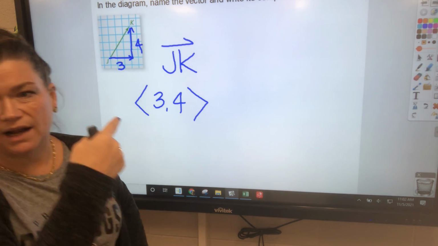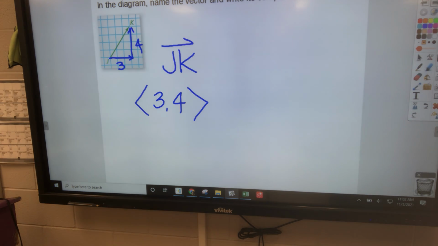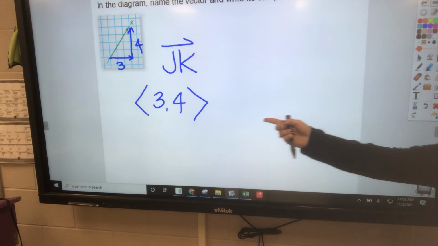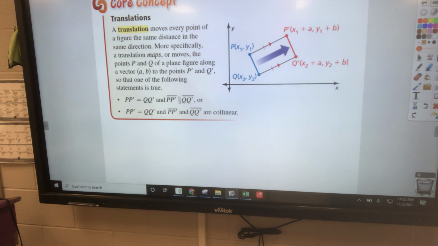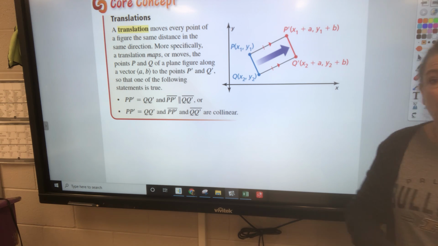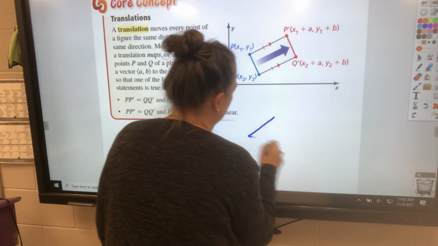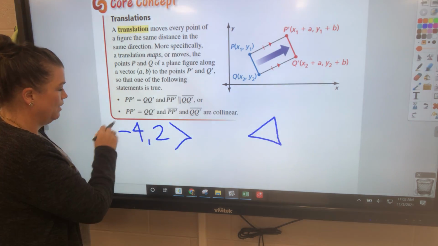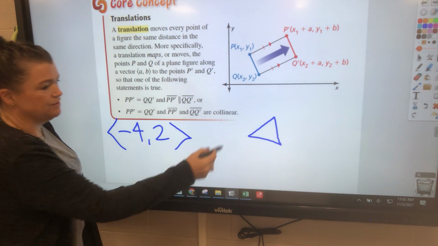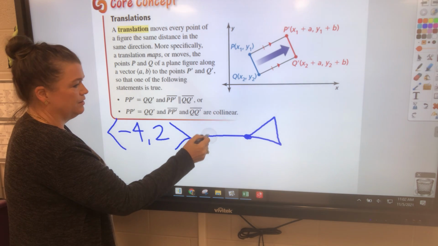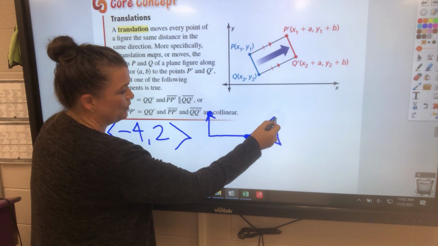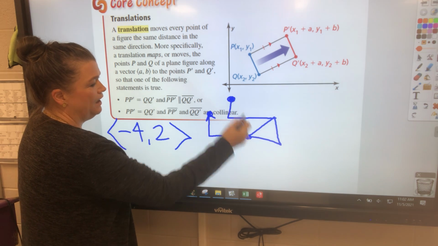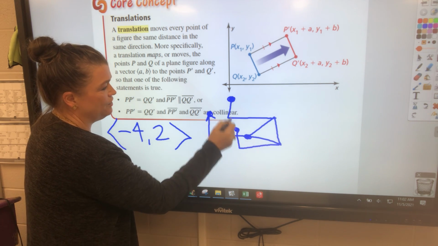There are 3 questions on your homework, well, your classwork, that ask you to name the vector and write the component form for the vector. Easy, first 3? Okay. The next 3, you're still translating. You're going to start off with an original figure. It's probably a triangle. And then it's going to ask you to apply each vector. So you'll start off with a triangle like this. And it'll say, okay, apply the vector -4, 2. So what does that want you to do? It wants you to take this point and move it -4, 2. And then take this point and move it -4, 2. And take this point and move it -4, 2. And then you have a new figure.